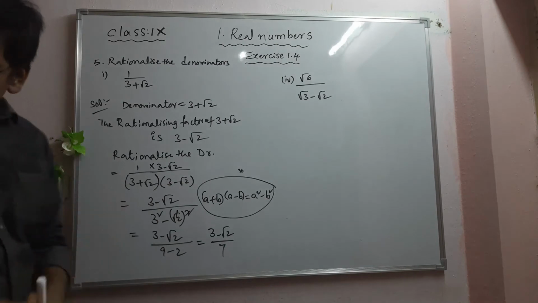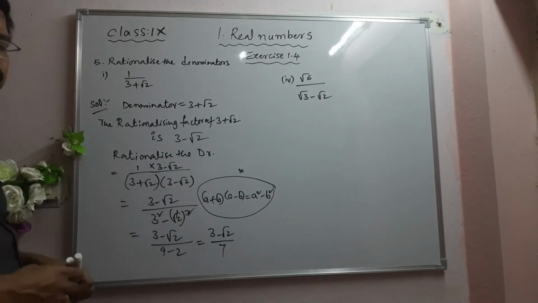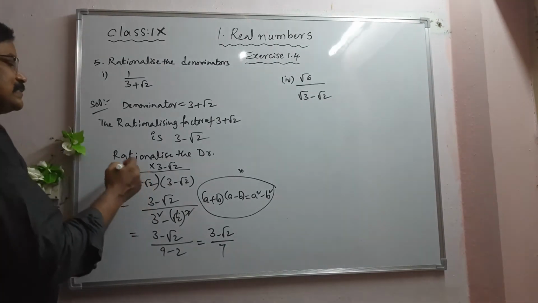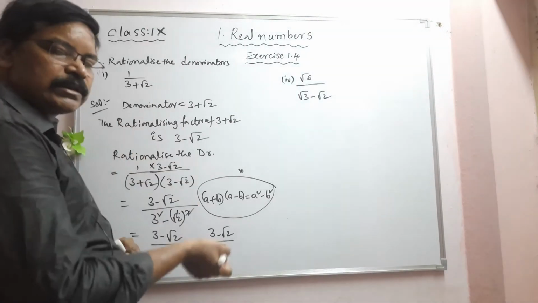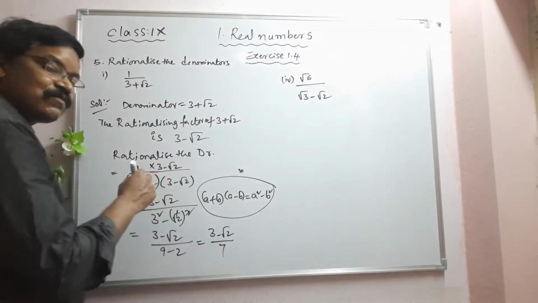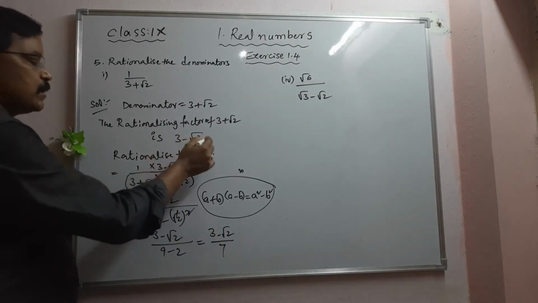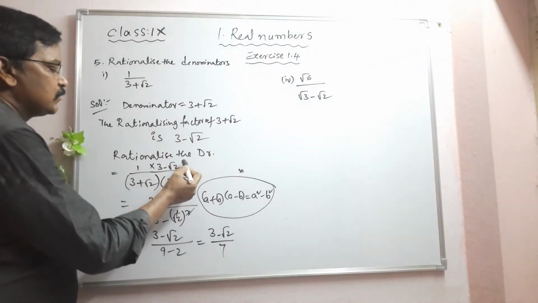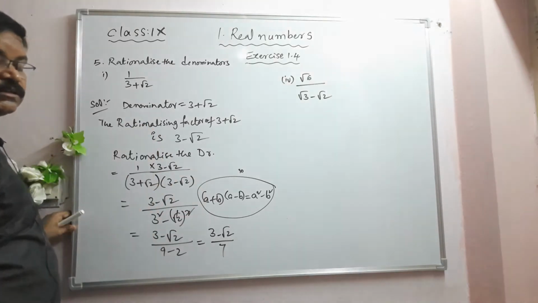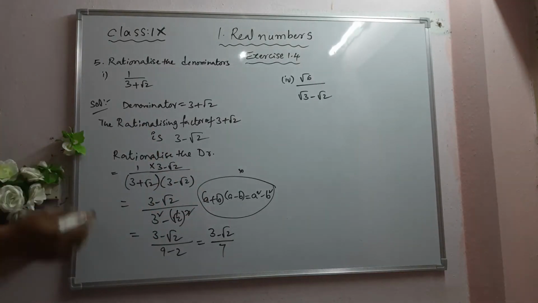So here, what I did is I rationalized the denominator. That means multiply the numerator and denominator with the rationalizing factor of the denominator. So the rationalizing factor is 3 minus root 2. I am multiplying 3 minus root 2 with both the numerator and the denominator.